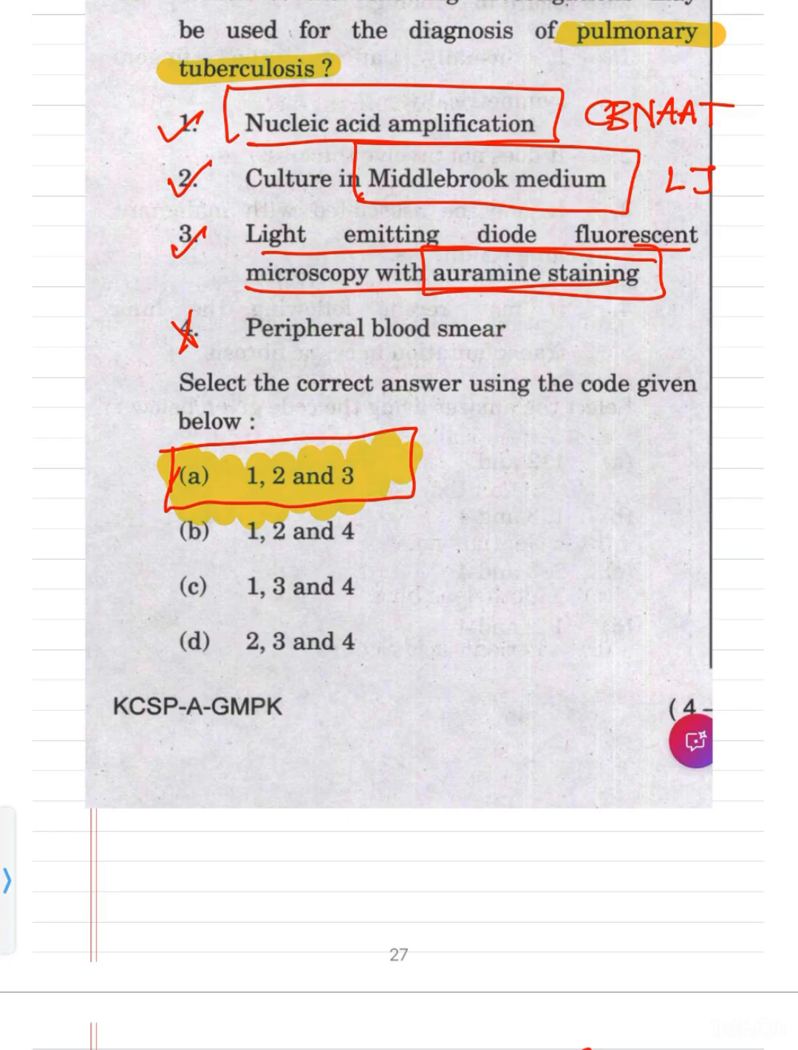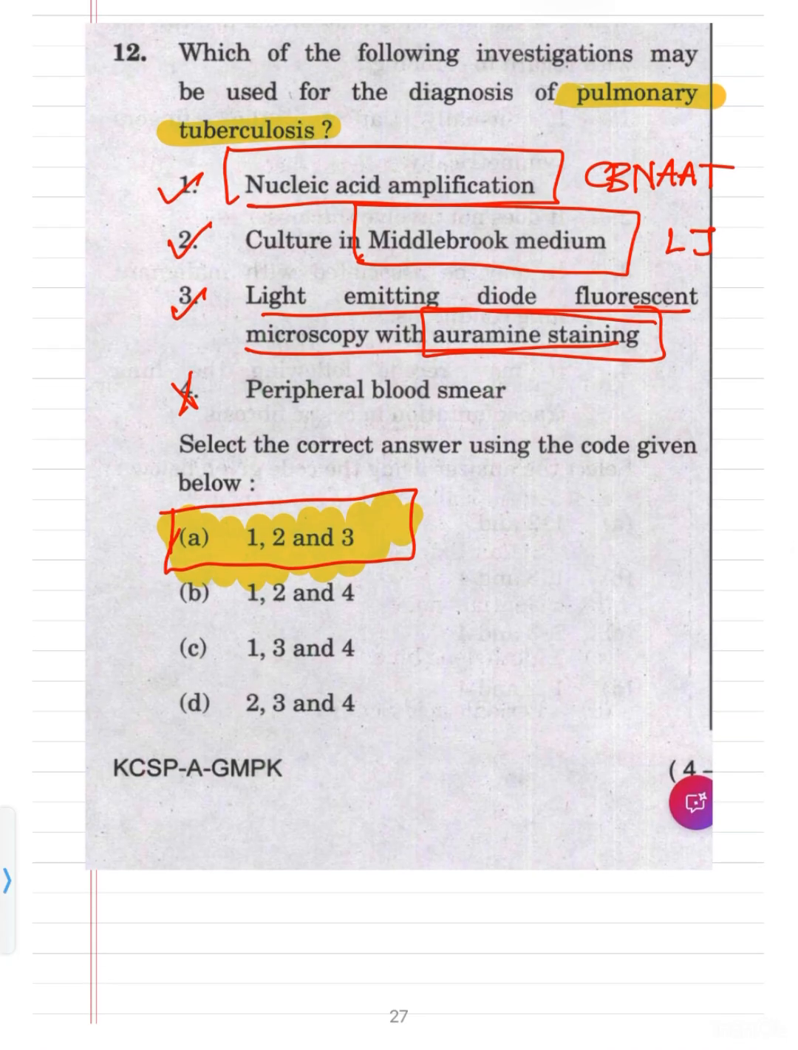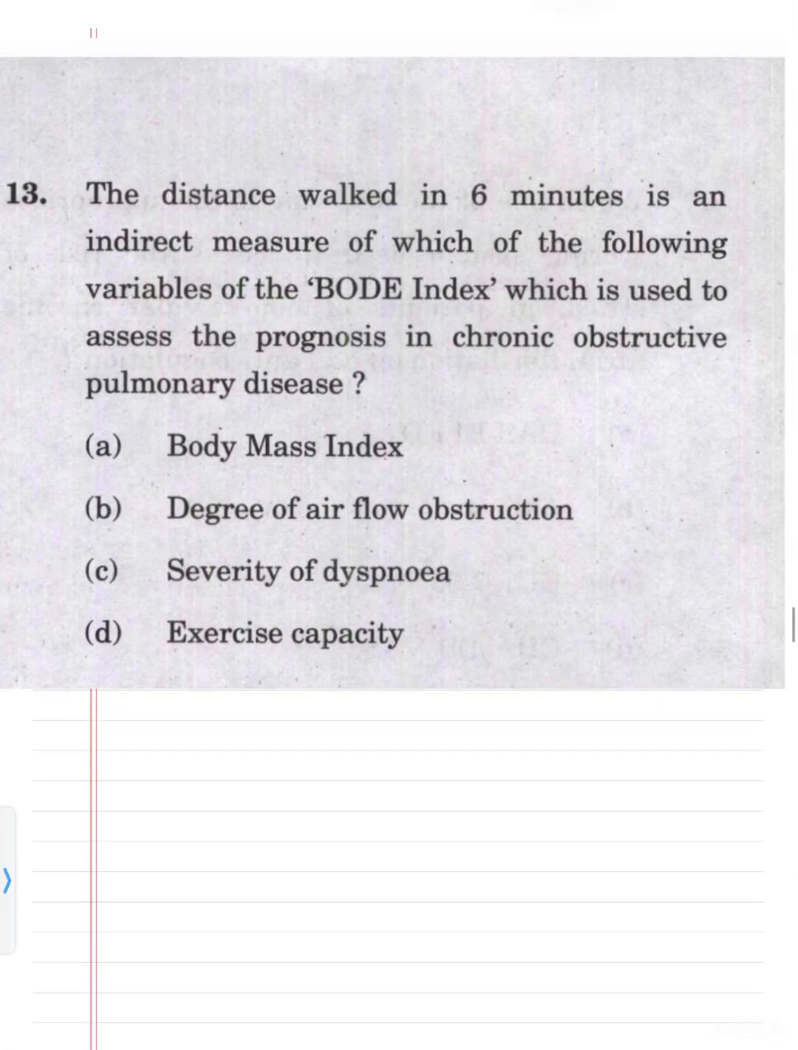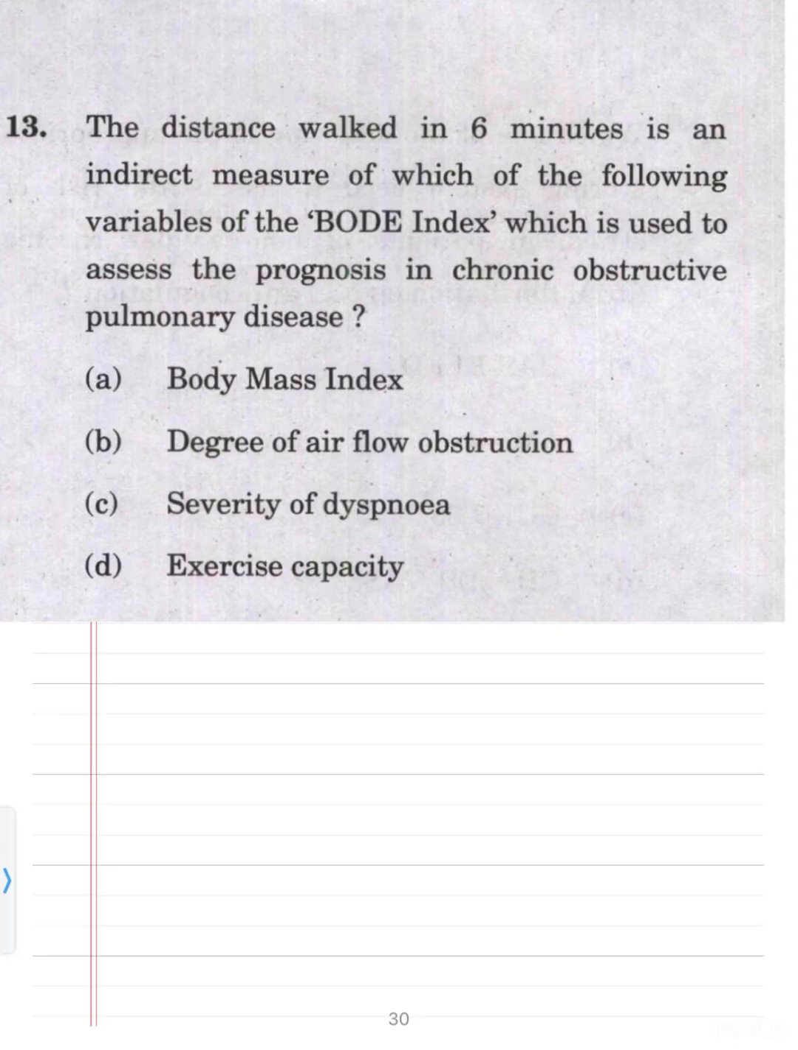So question 12. The most important lesson to be taken from this question is that Middlebrook media is also used for pulmonary tuberculosis, because we generally remember LJ media to be for pulmonary tuberculosis, but no, Middlebrook media is also used. Then CBNAAT, we always remember, we will do it correct. Then fluorescent staining, we all know that it is used, with auramine staining. So the answer will be 1, 2, and 3. Peripheral blood smear has no role in the diagnosis of pulmonary tuberculosis. Now coming to the other question, the distance walked in 6 minutes.